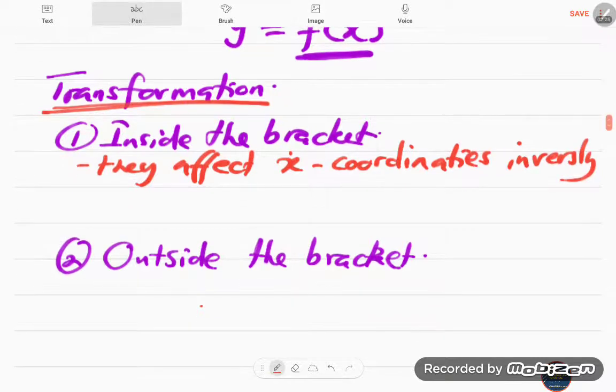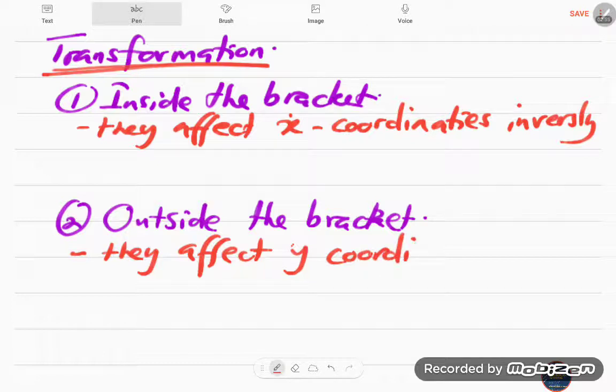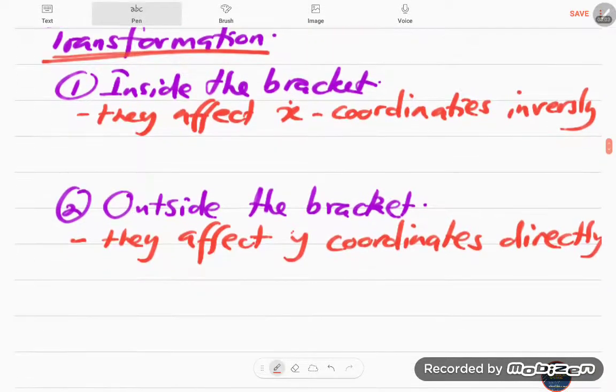They may affect the y coordinates indirectly, but I think the real change is going to be on the x coordinates, the direct ones. In some cases, as you do your applications, you'll notice that they may affect the y coordinates here and there. I'm going to be specifying those kinds of cases. And then if they are outside of the bracket, they affect y coordinates. And how do they do this? Directly, okay? So this is for your transformations, either inside the bracket or outside the bracket.